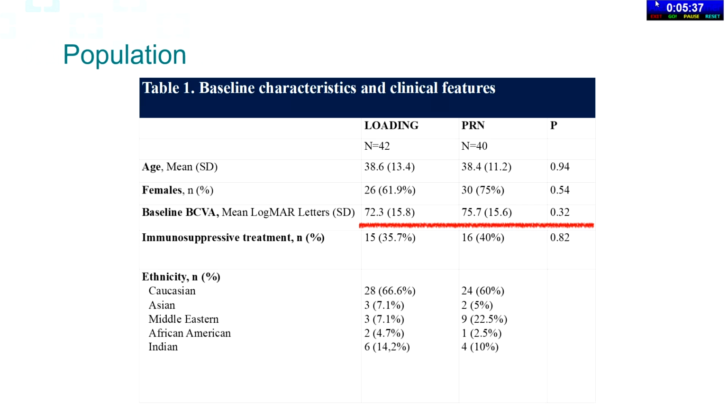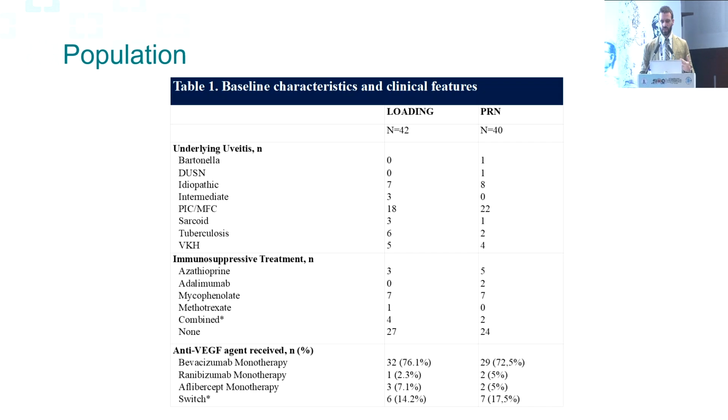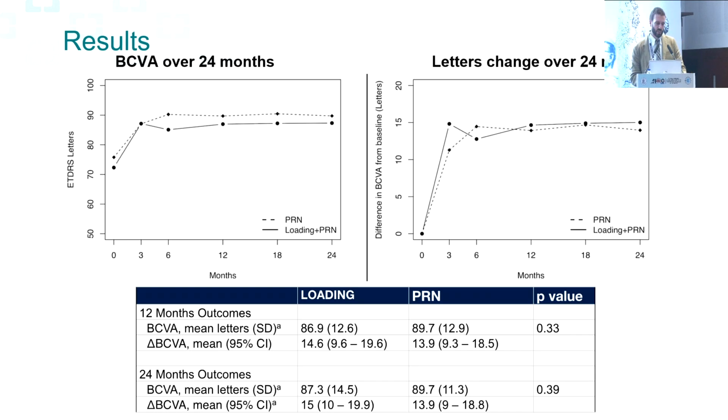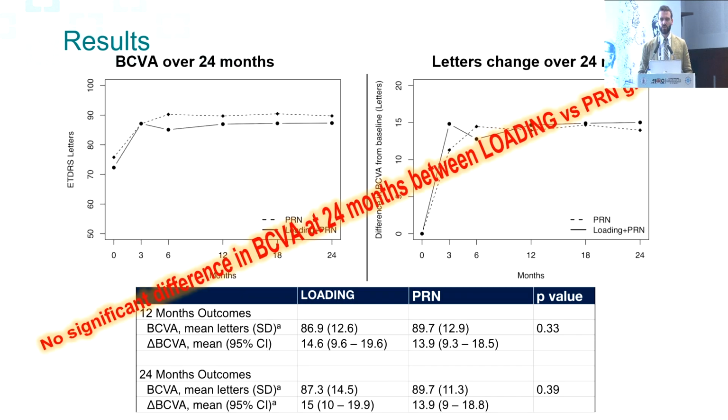Now, this is the best corrected visual acuity at baseline in the two groups, very comparable. These are the causes of the inflammatory CNVs, and these are the results, which are the most important. You can see at 24 months, the changes in best corrected visual acuity and the changes in the number of letters, they are very comparable between the two groups. The dotted line is the PRN, and the other line is the loading plus PRN. So there's no significant difference in best corrected visual acuity at 24 months between the group that was loaded then treated PRN and the PRN group from the start.